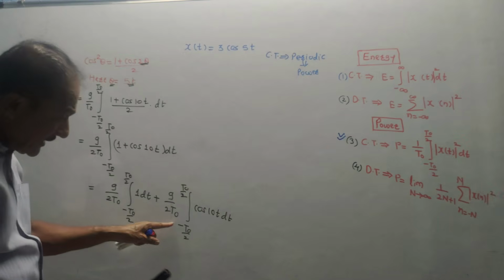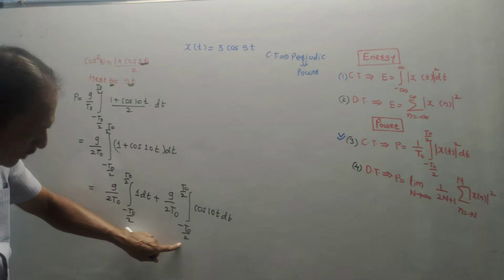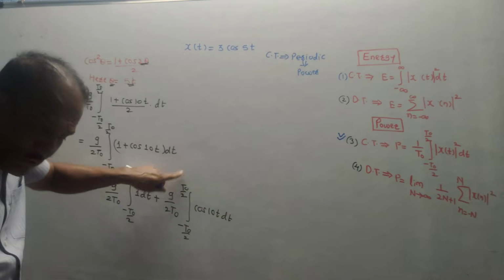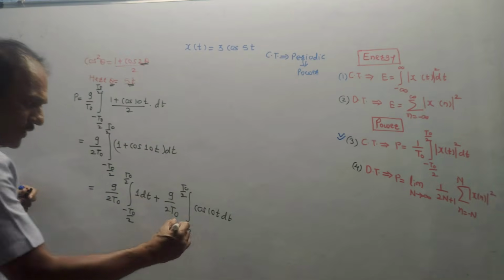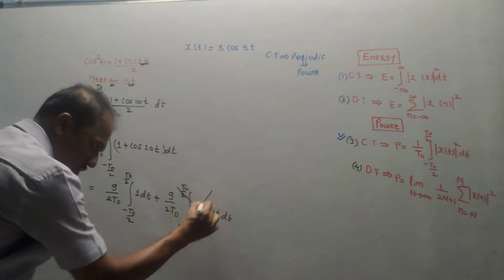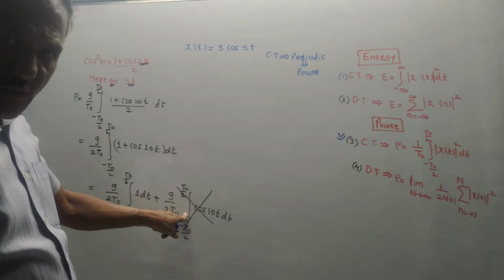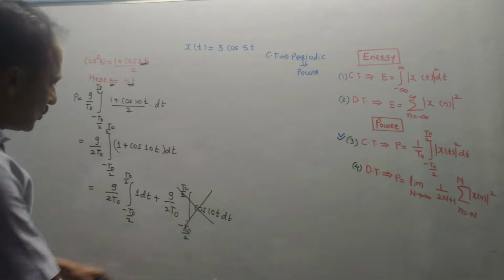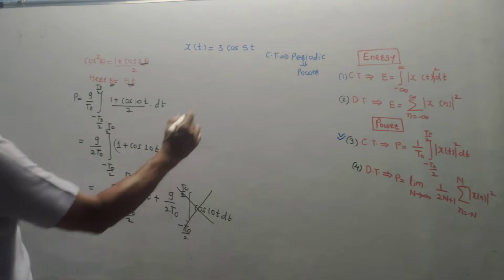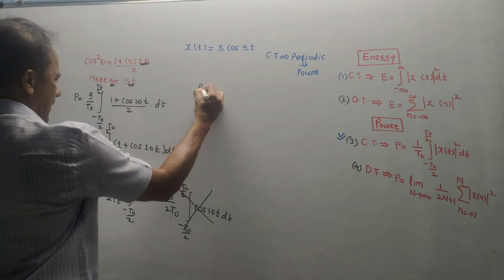How did you come to know that it is a full period? Minus T0 by 2 to plus T0 by 2 is one full period. So if you integrate it, its answer is always 0. In the exam also you can directly write it. It is the integration of a cosine wave for one complete cycle. So the answer is 0. So only the remaining part is, I will write the remaining part over here.